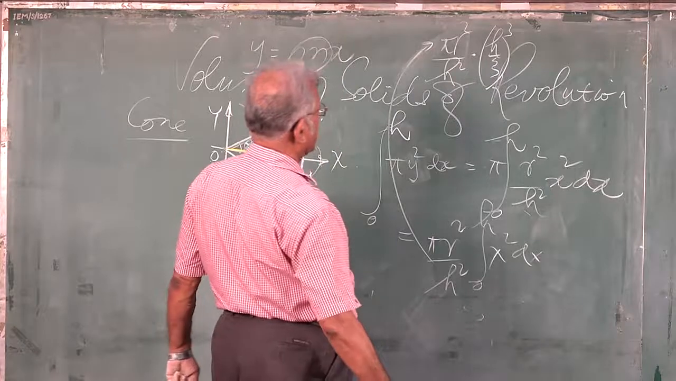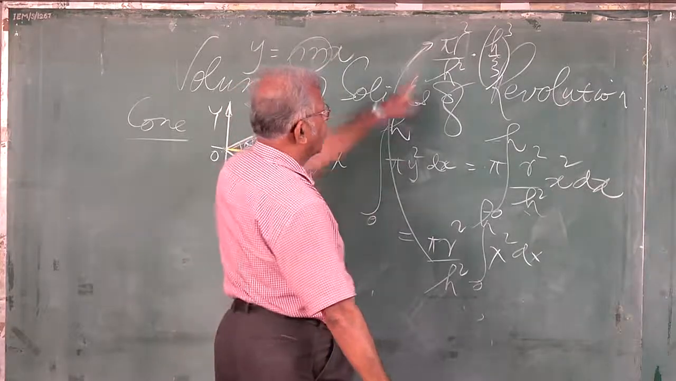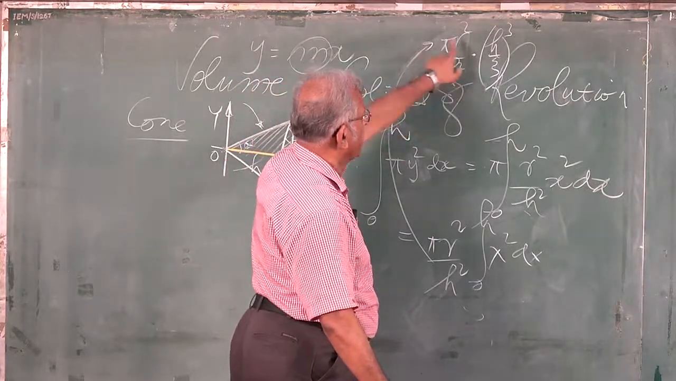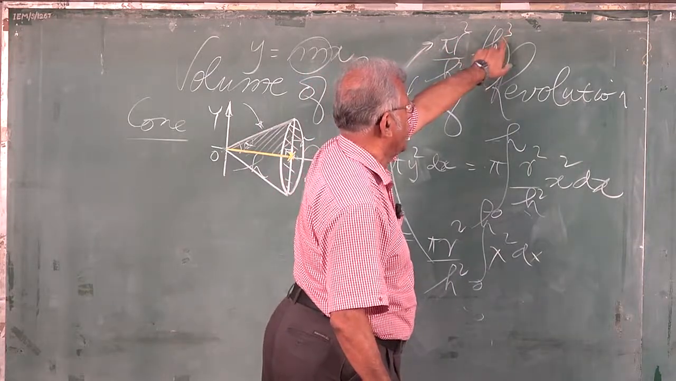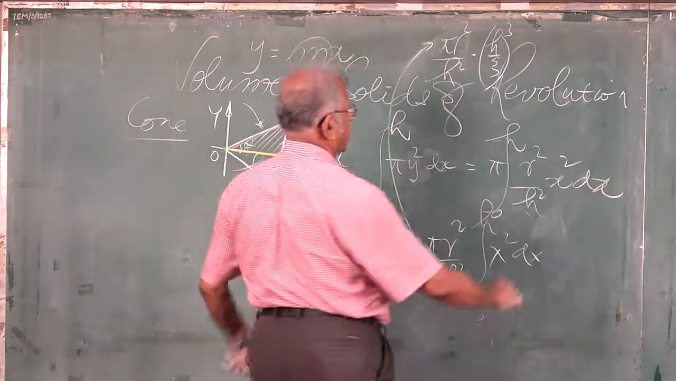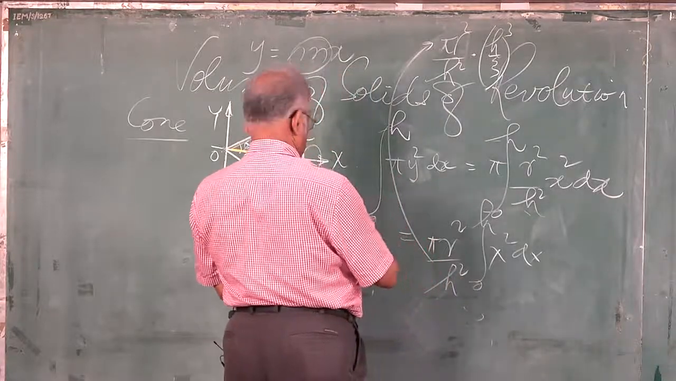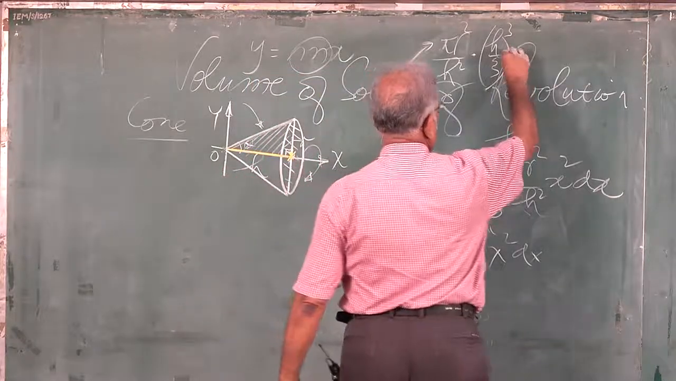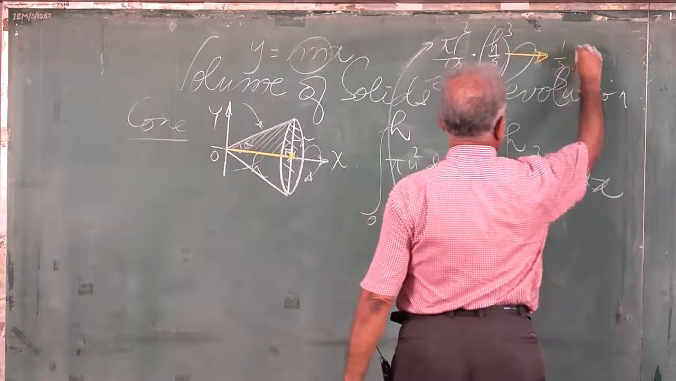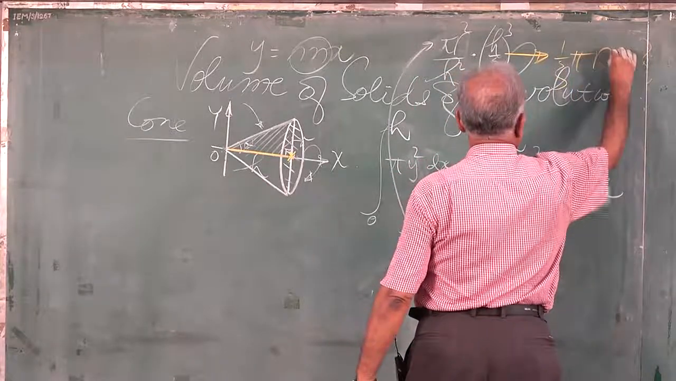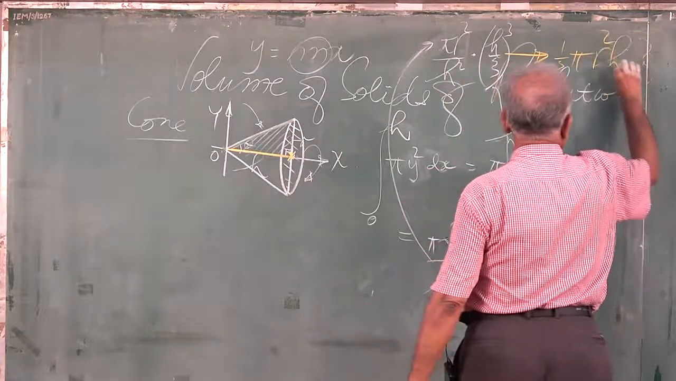It's very simple algebra. So, we have indeed 1/3 pi r square and h. This is h cubed here and h square here. So, this just simplifies to 1/3 pi r square h.